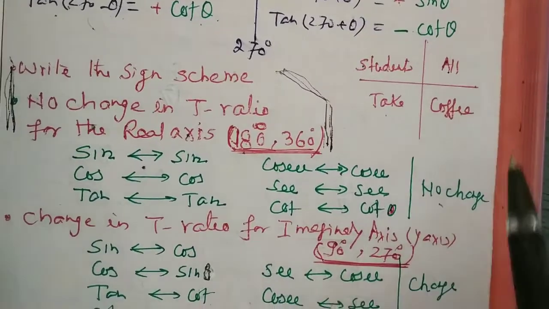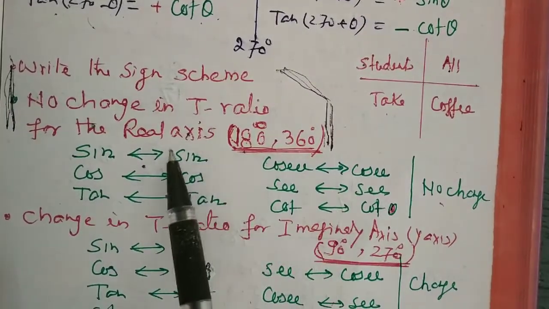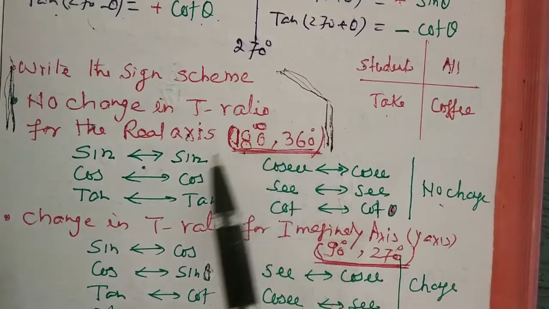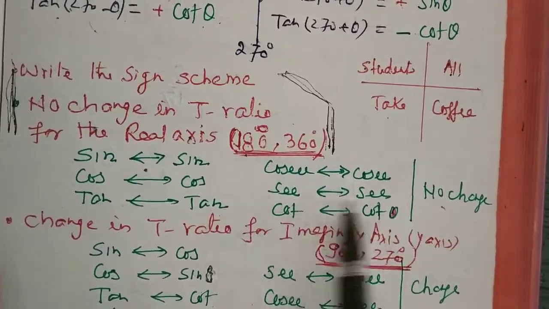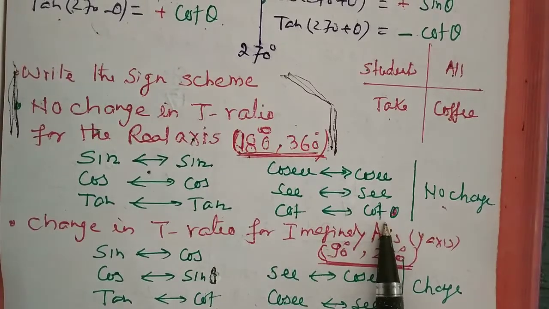All students take a copy. Write the sign scheme, same trigonometric ratio. Sine becomes sine, cos, cos, tan, tan, cosec, cosec, sec, sec, cot, cot. No change in trigonometric ratio.